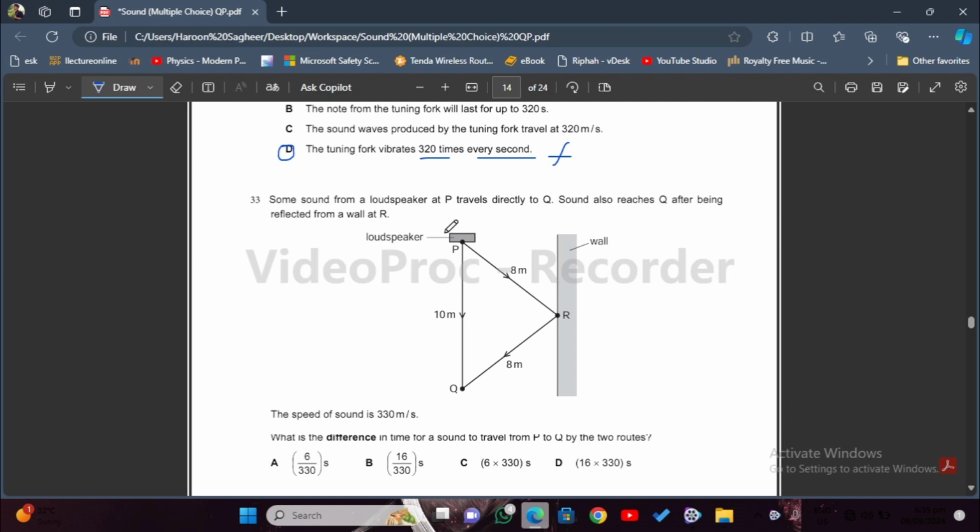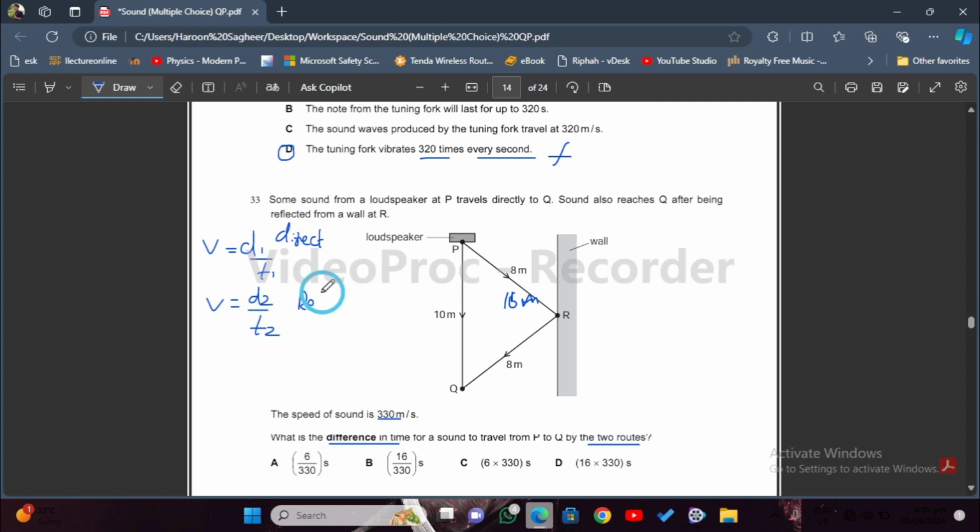Here we have a loudspeaker at point P, and some sound goes from P to Q directly, covering 10 meters, while some sound takes a detour, going to R first and then to Q, covering 16 meters in total. The speed is given. We need to find the difference in time for a sound wave to travel from P to Q by the 2 routes. To solve this, we can use the formula V equals D1 over T1 for the direct path, and V equals D2 over T2 for the reflected path.